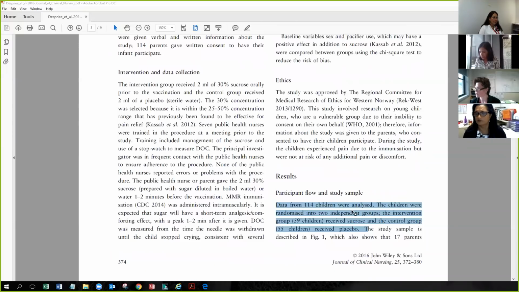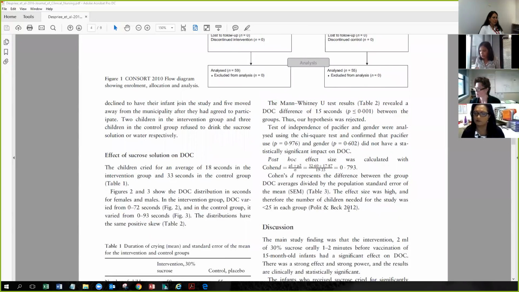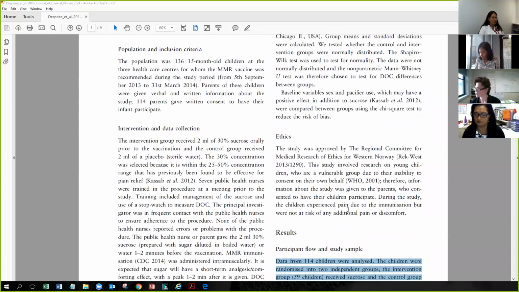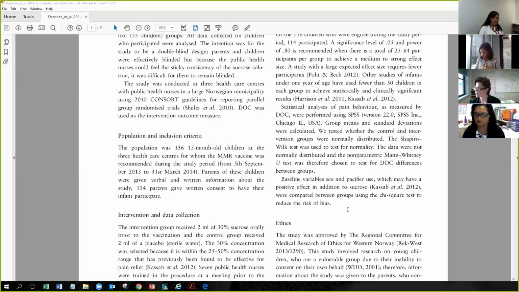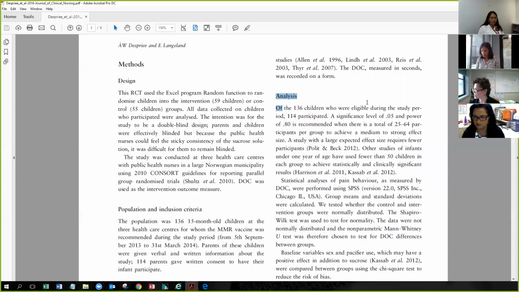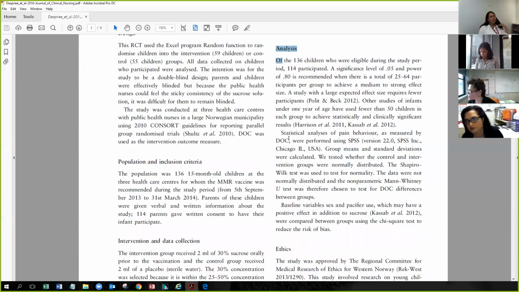Statistical analysis of pain behavior as measured by DOC were performed using SPSS. Sorry, where is that? That's in page 374. Oh, under analysis, I'm sorry. Under analysis. I'm going forward to results. Okay, so we're looking for how was data analysed. We're still in the methodology section, okay? And we've got a section here on analysis, okay? So using the SPSS. Yep.